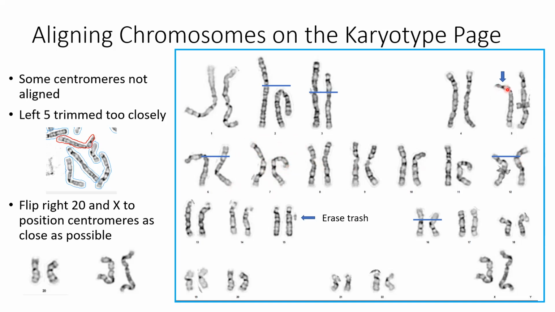This chromosome, this is where ASI trimmed too closely because of the 16 that was sitting here. So the tech should have gone back in and changed those boundaries, it's very easy to do in ASI, and given me a better look at 5P. Extraneous trash needs to be erased. And okay, so flip right 20 and X to position the centromeres as close as possible.